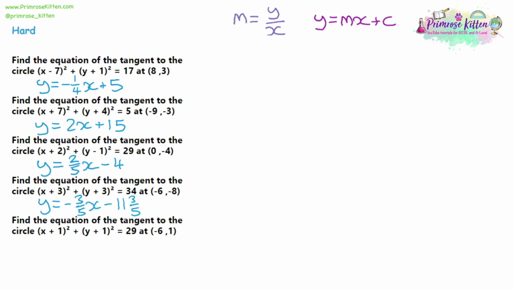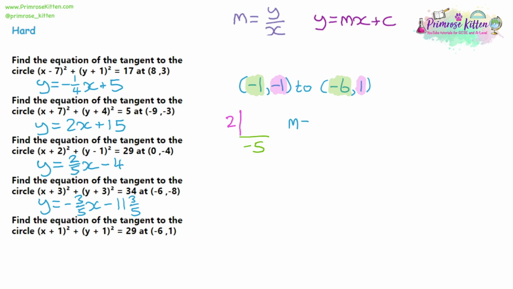So now for the final question, we'll want the equation of the tangent. We'll look at the radius first. The radius goes from the centre, -1, -1, to the edge, -6, +1. We need to find the gradient of this line. So look at the x coordinates, -1 and -6. To go from -1 down to -6, we are going to be taking away 5. Then look at the y coordinates, -1 and +1. To go from -1 up to +1, we're going to be adding 2.